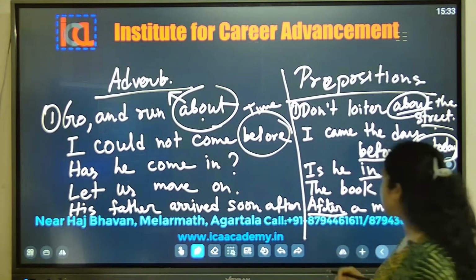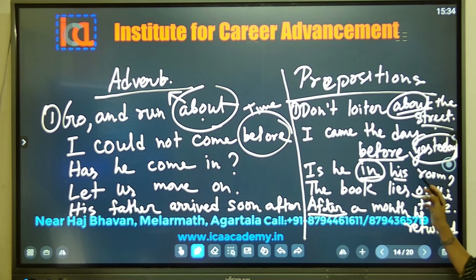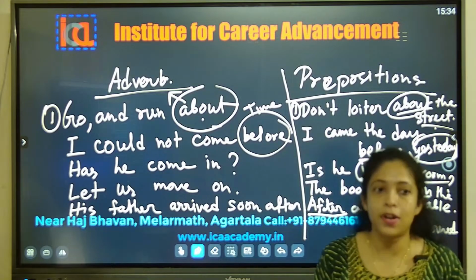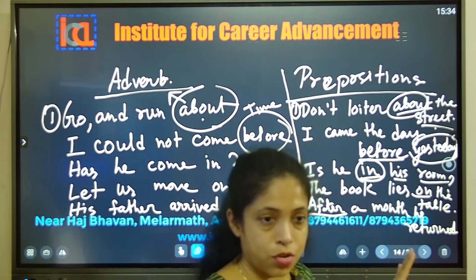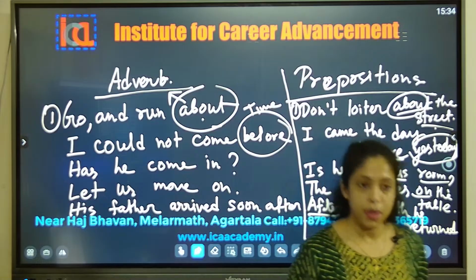Okay, let us come to the next sentence. Is he in his room? You said that in is a preposition. Why have we said that in is a preposition here? Is he in his room? His is a pronoun, and room is the name of a place. So we got a noun. We search for the noun or other adjective or adverb in the sentences. We got the noun here. That's why in has become a preposition.